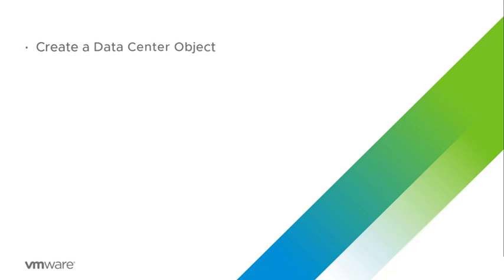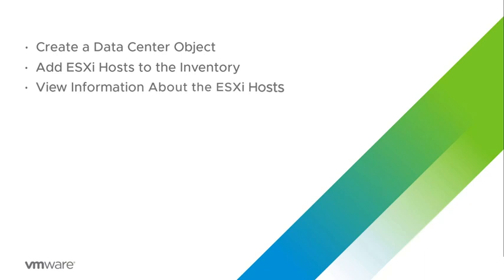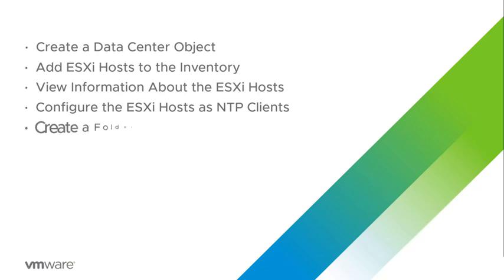In this lab exercise, we will first add a new data center to our vCenter server. Then we will add ESXi hosts to the newly created data center. In the next task, we will view information about the ESXi host that we added. Then we will configure the added ESXi hosts to use NTP so that we have accurate time information on all our hosts. After that, we will create a folder for hosts and clusters and move the ESXi hosts into the folder to group them together.